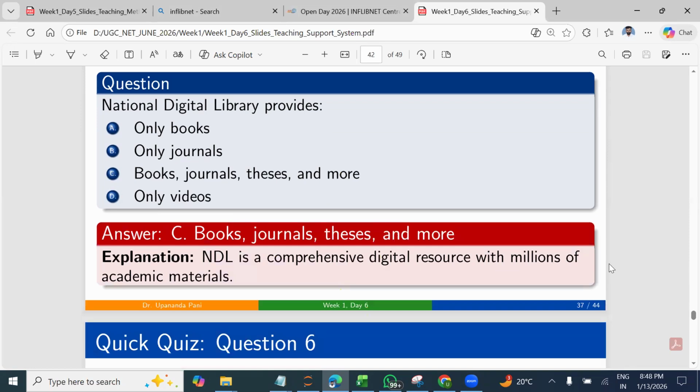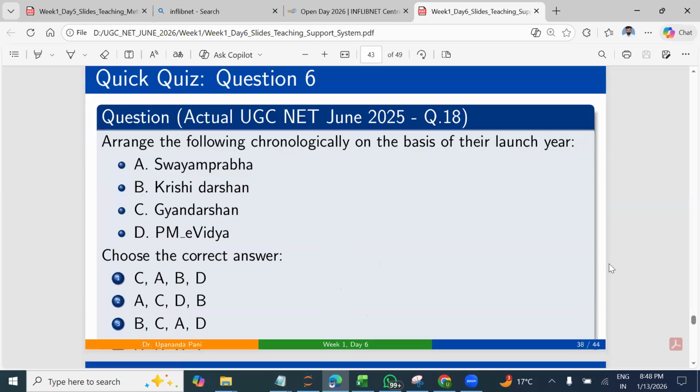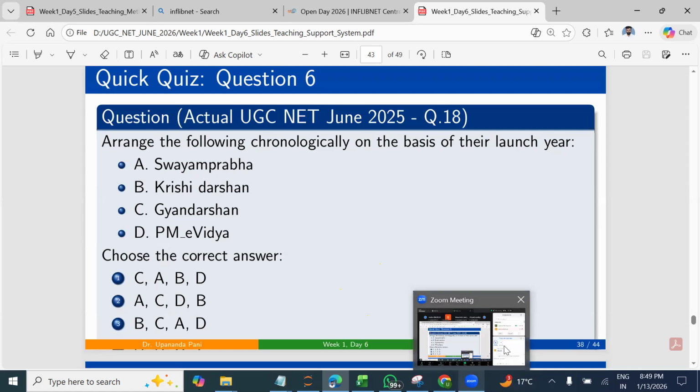Okay. Then next question. This actually came in the year June 2025 questions. So arrange the following chronologically on the basis of their launch year. Swayamprabha, Krishi Darshan, Gyan Darshan, PM E-Vidya. Just now we have discussed. What is the order? Please take your time and let me know. Let's see who all are answering.